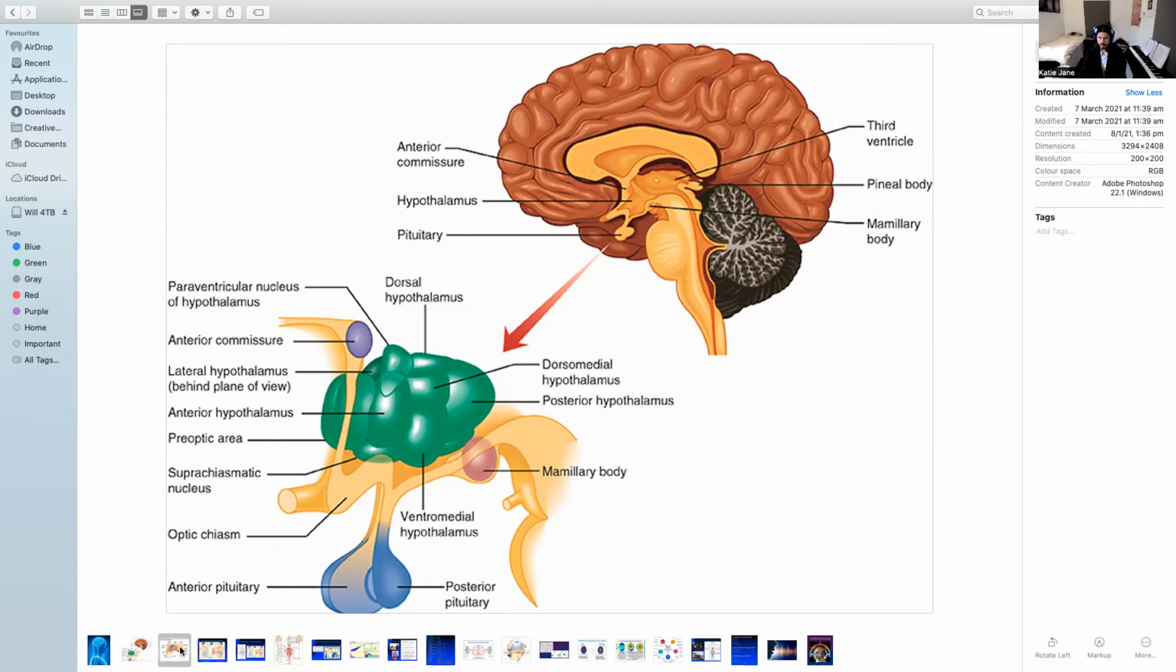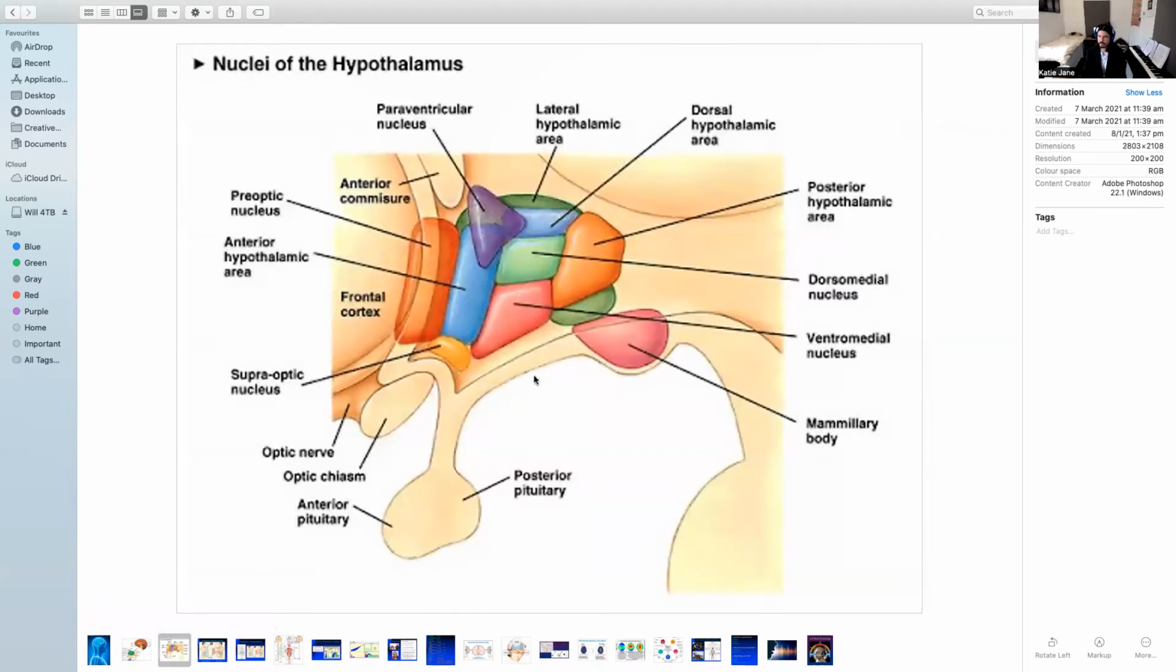So here is another little viewpoint of it in a different kind of format. We have the posterior here and we have the anterior here.